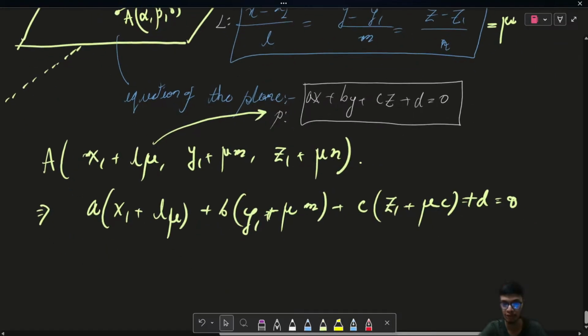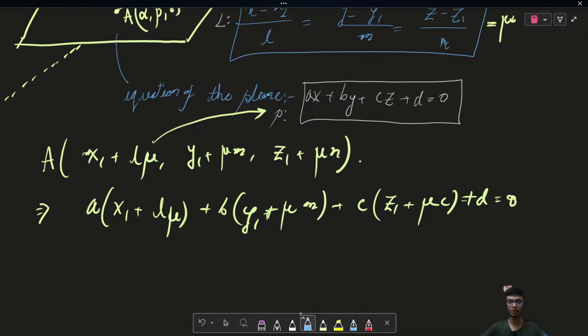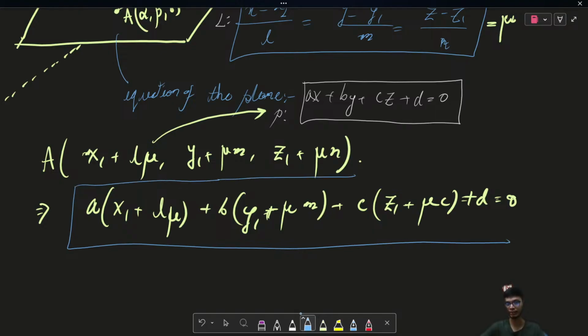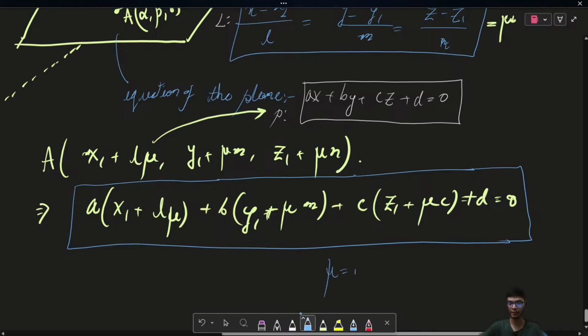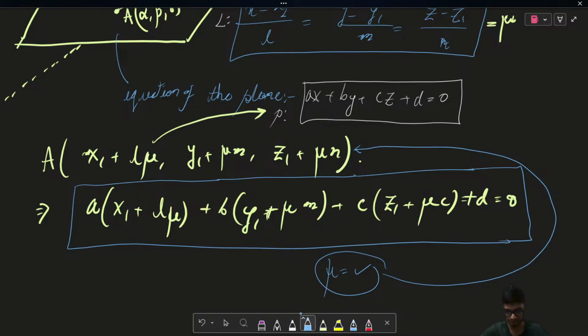So if I solve this equation, I will obtain the value of mu. Now you know the rest, right? Once you get the value of mu, you can substitute it over here to get that particular point of intersection. Is this part clear?